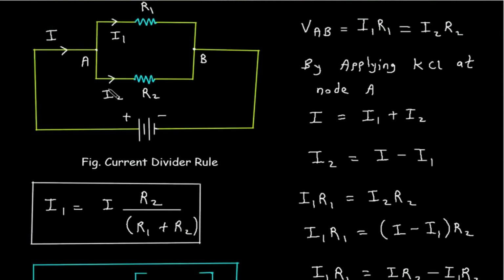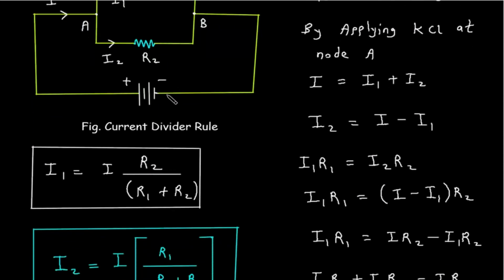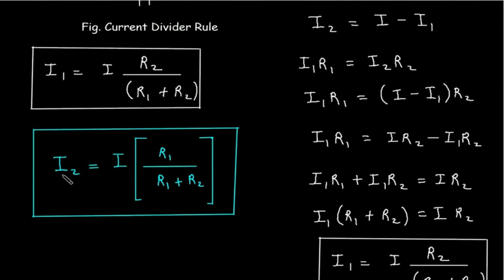So this I2 is equal to total current I into opposite branch resistance, that is R1, divided by R1 plus R2. Here we can see that I2 is equal to I into R1 divided by R1 plus R2.